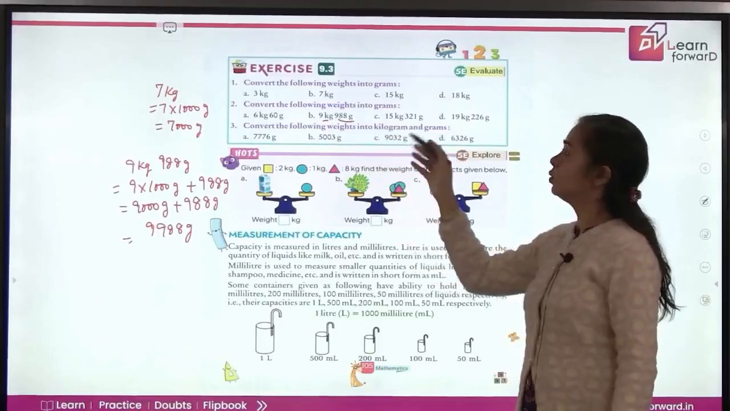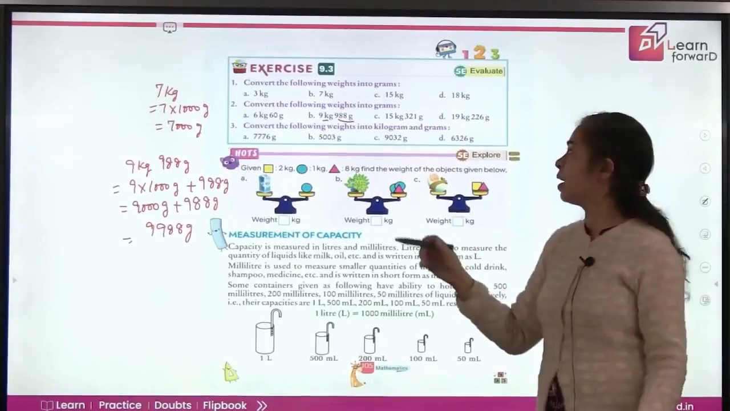Convert the following weights into kilograms and grams. So we now will be separating them.